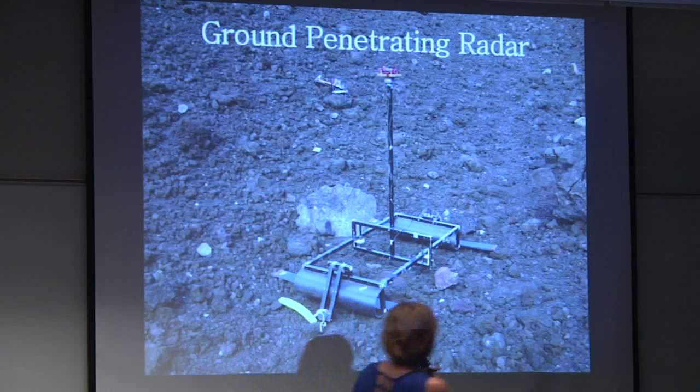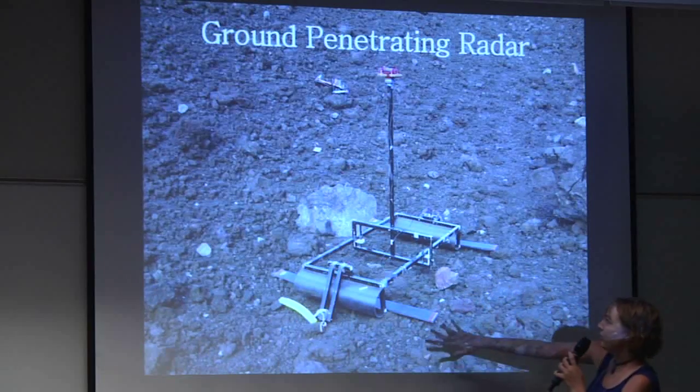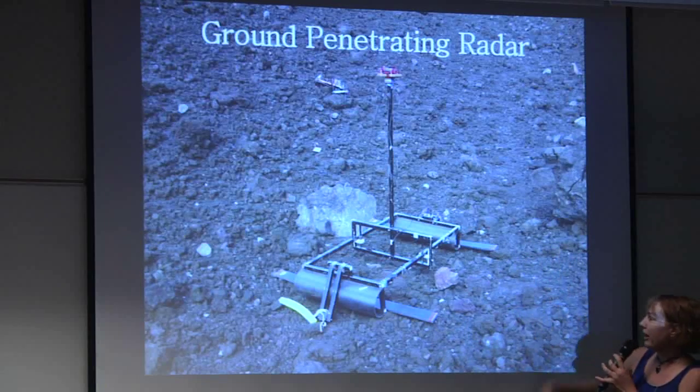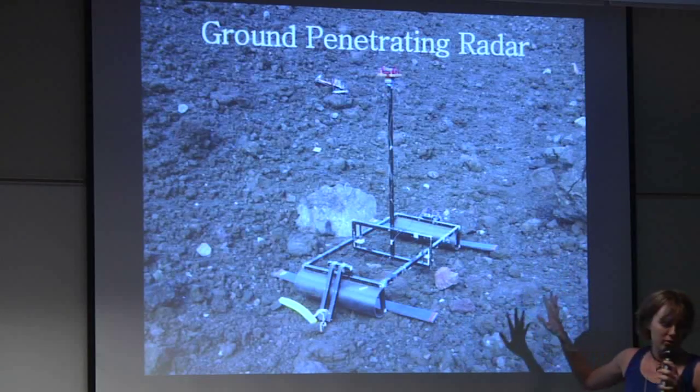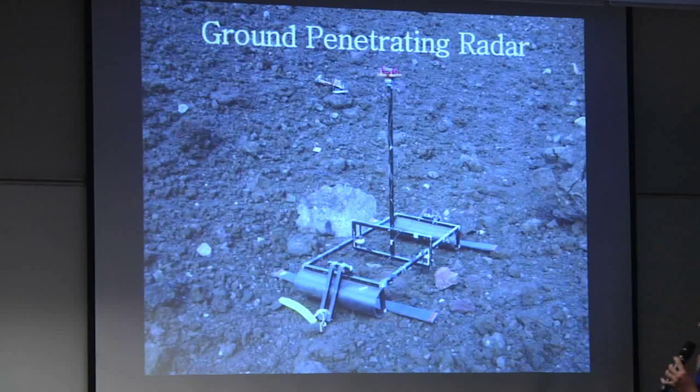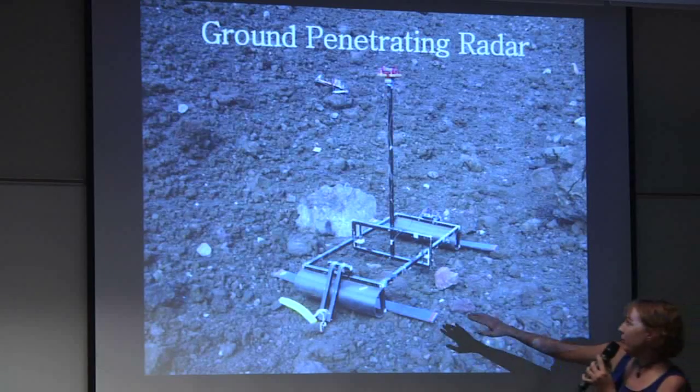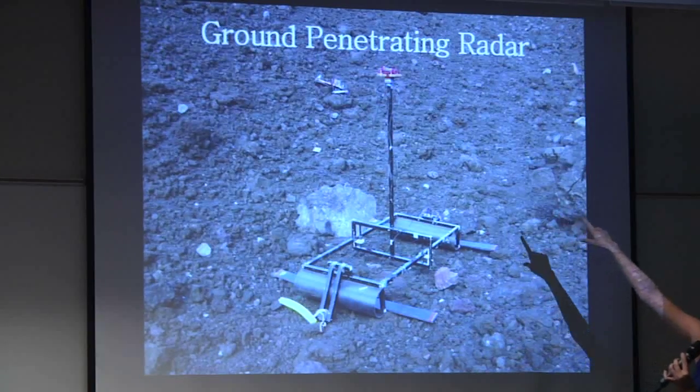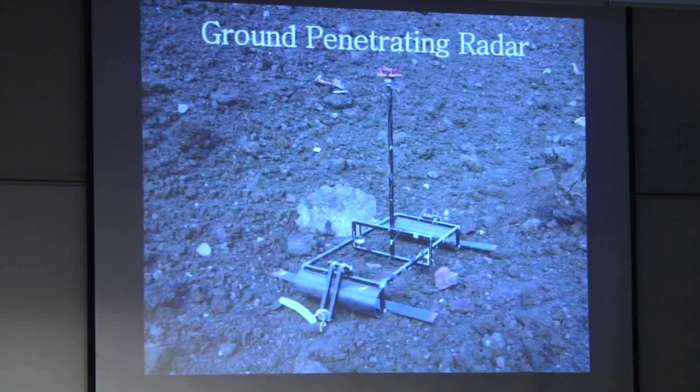These are the antennas. There is a transmitter and receiver antenna. This is sending electromagnetic waves into the ground where they reflect off of changes in the electrical permittivity, come back up to the receiver antenna. Up there is our GPS.